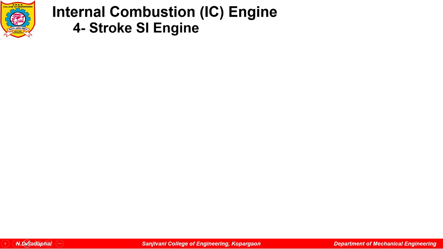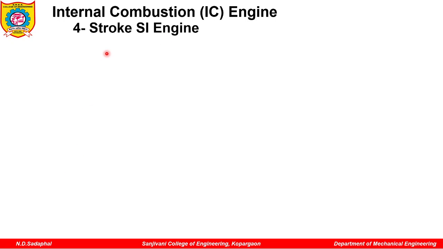Hello student, in this video we are going to learn about the internal combustion engine, which is called an IC engine. Now there are two types of IC engines. One is called the SI engine and the other is the CI engine. SI stands for spark ignition and CI stands for compression ignition.